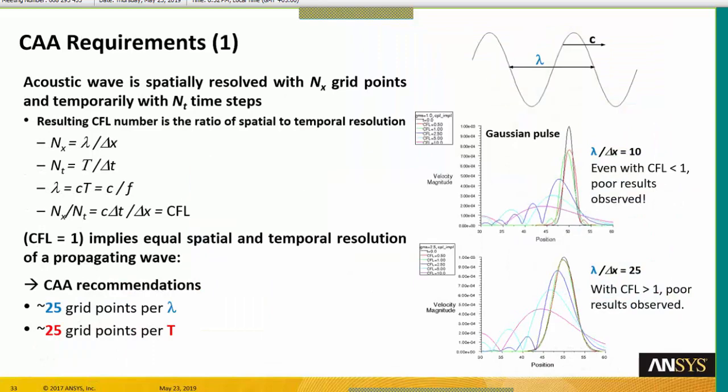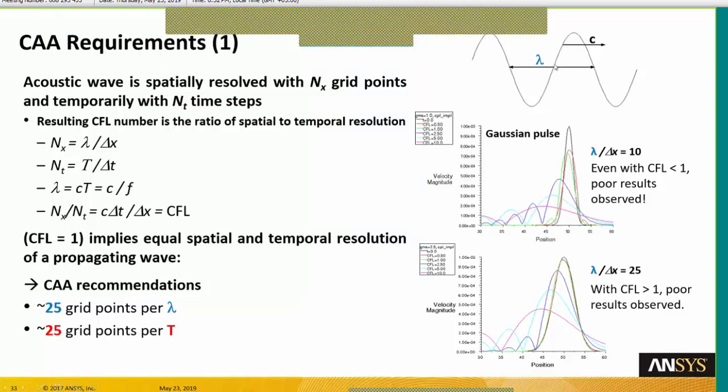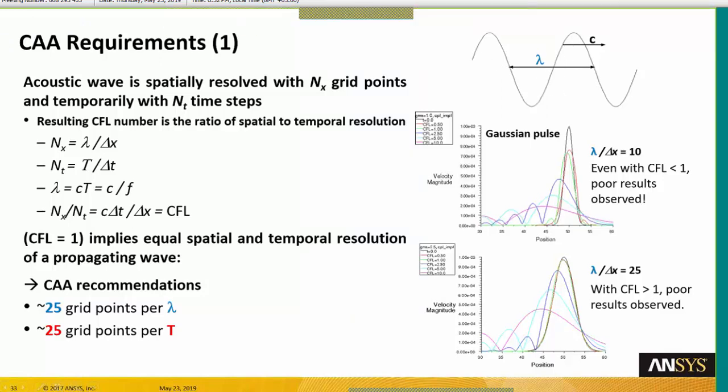We already saw this one, but it's more clearly represented. We are talking about CAA, direct computation of aeroacoustics. Here you have an acoustic wave with wavelength lambda going at speed c, the sound speed, and we consider different calculations. First, CFL below 1 but a poor spatial resolution, where the wavelength divided by the cell size is only equal to 10. Remember, that's not sufficient; I was talking more about 15 to 20.